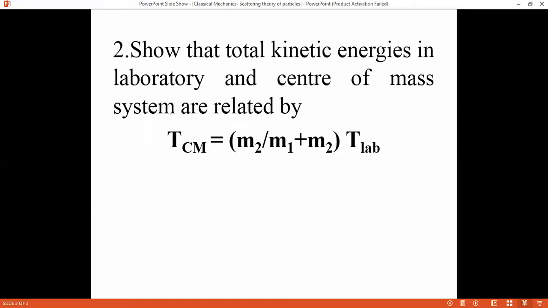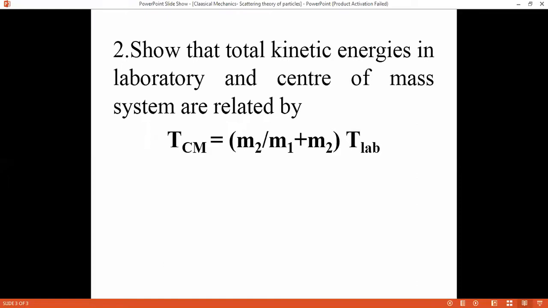आत्ताच तुम्ही पाहिलं या याच्यामध्ये पहिली याची वेलॉसिटी वेगळी आहे, आफ्टर स्कॅटरिंग त्याची वेलॉसिटी वेगळी आहे. तसं त्या ठिकाणी आपल्याला पाहायला मिळत नाही. It is having some different phenomena there. So the problem here is that we have to show that the total kinetic energy in laboratory and center of mass systems are related by the relations. So what we have to see?